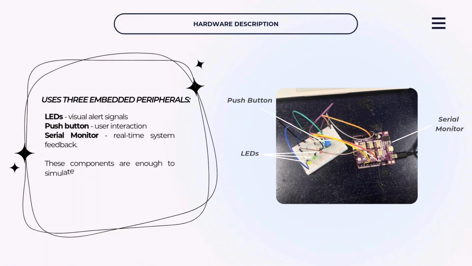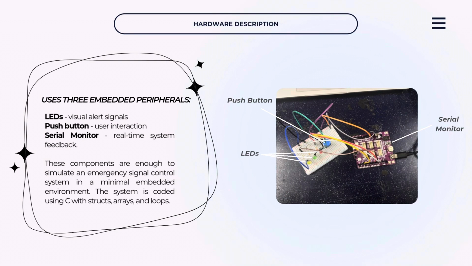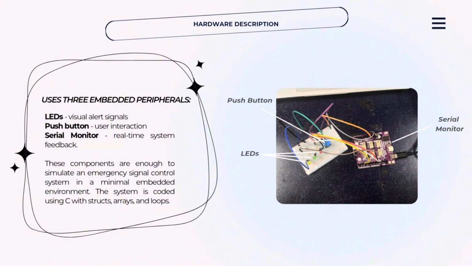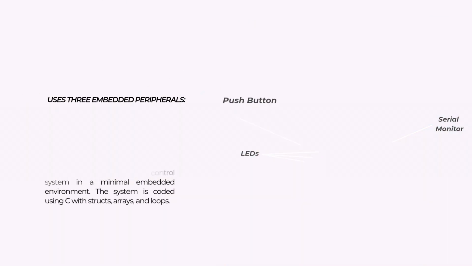Our project uses 3 embedded peripherals: LEDs for visual alert signal, a push button for user interaction, and the serial monitor for real-time system feedback. These components are enough to simulate an emergency signal control system in a minimal embedded environment. The system is coded using C with structs, arrays, and loops.